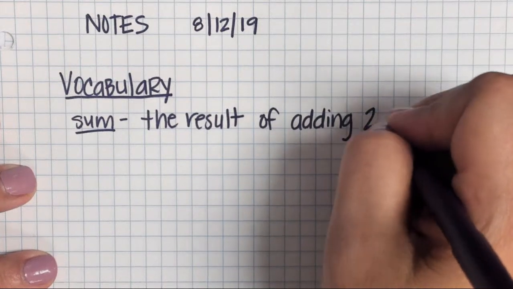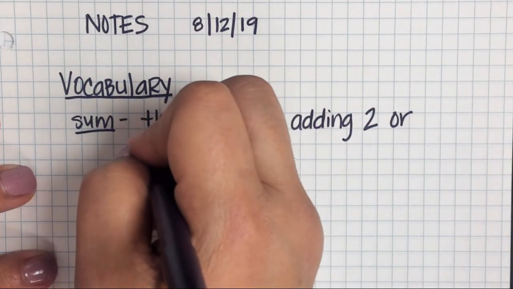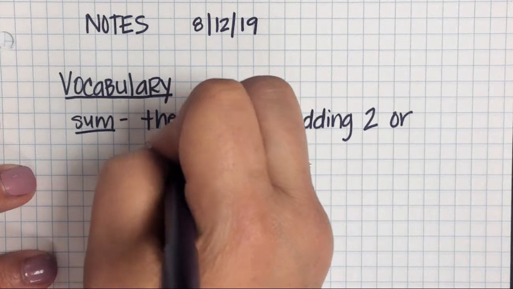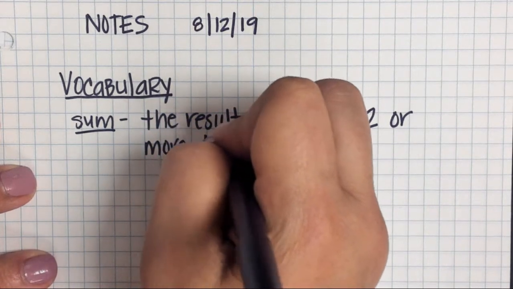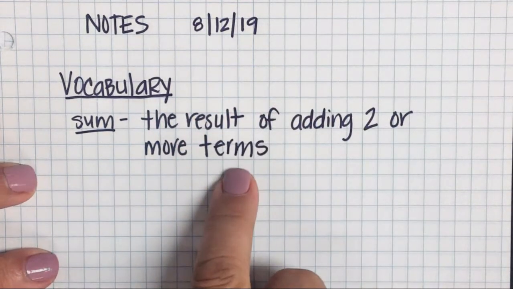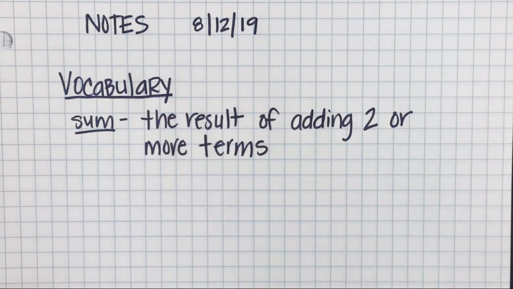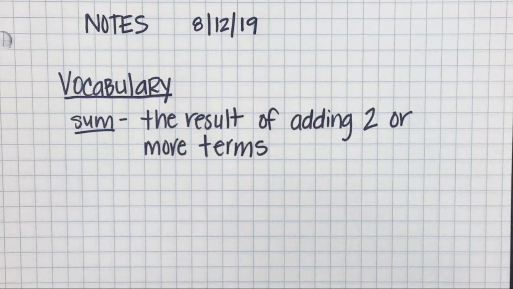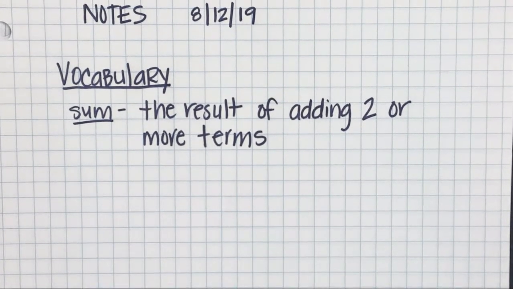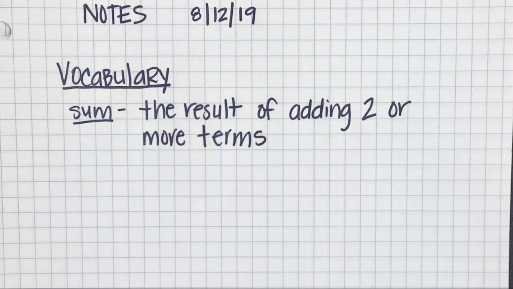2 or more terms. Now we're using the word terms instead of numbers because when we get to algebra, we're going to be referring to terms. So we want to get used to seeing that. So sum is the result of adding 2 or more terms. We can add more than 2 numbers at a time.